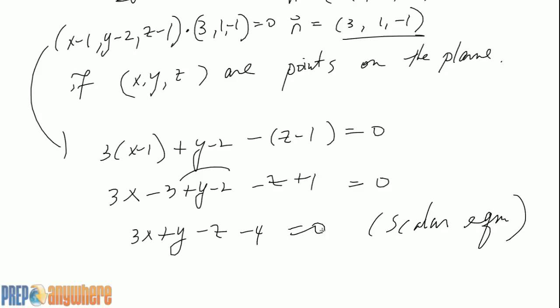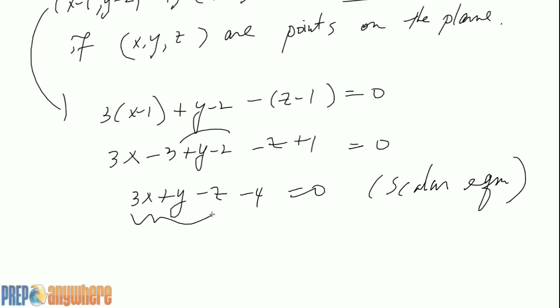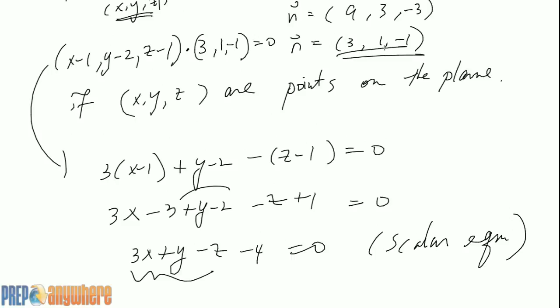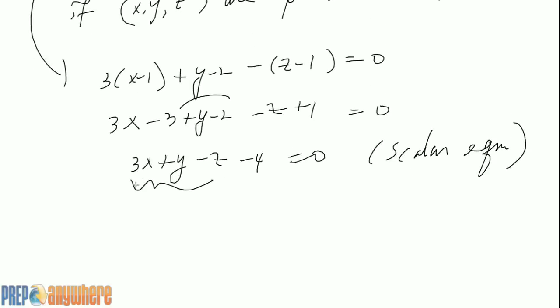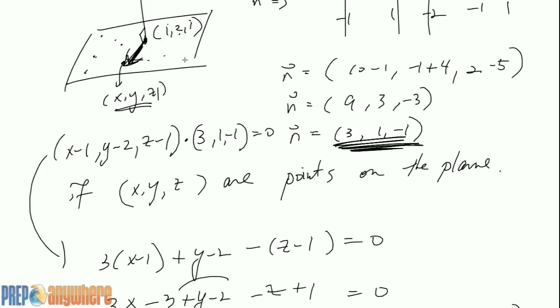Okay, look at the coefficients. The coefficients are 3, 1, negative 1, right? 3, 1, negative 1. Look. It corresponds to the normal coordinates. This equation defines all the points on this plane.